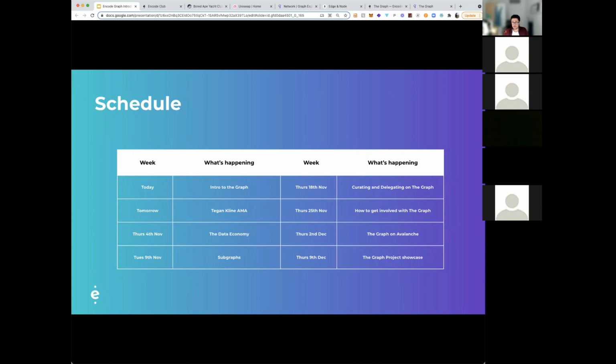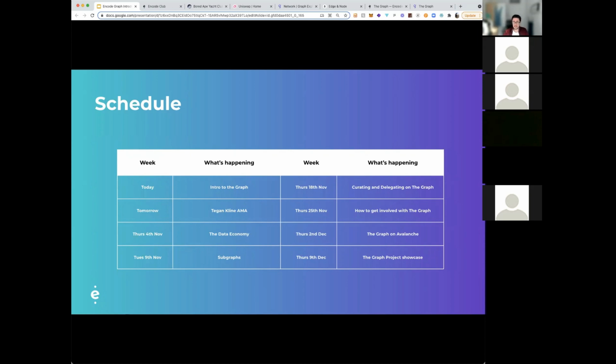On Thursday, we talk about the data economy, so why is data so important? We'll talk about that a little bit today. On Tuesday, we talk about subgraphs in particular, which, for those of you who already know a little bit, are kind of everything. On Thursday the 18th, we'll talk about curating and delegating.